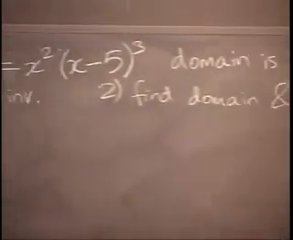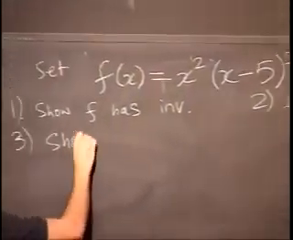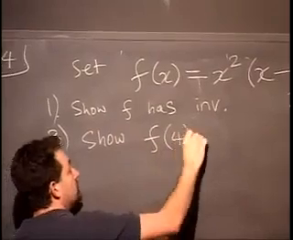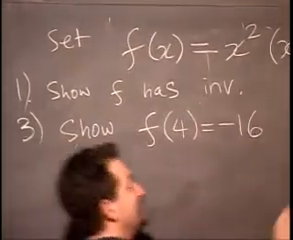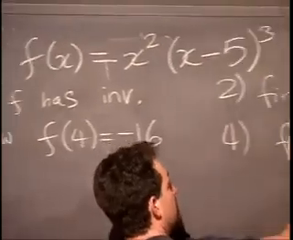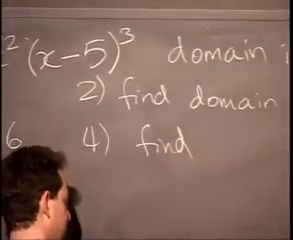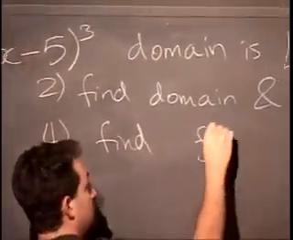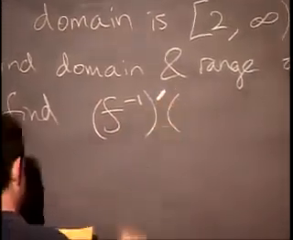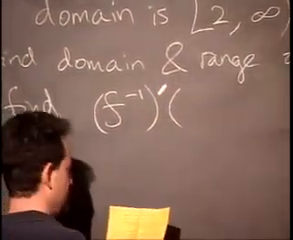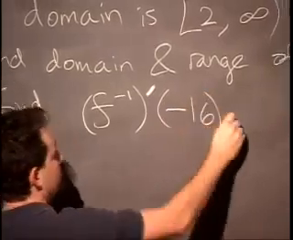3, show f of 4 is minus 16. That one doesn't sound too bad. And finally, 4, find the derivative of the inverse function evaluated at negative 16.